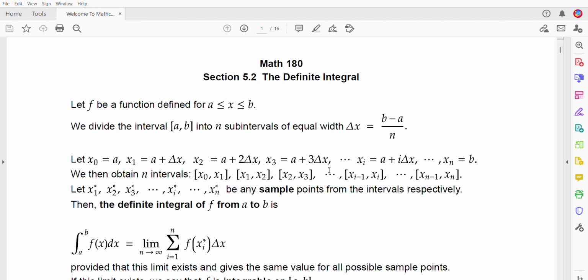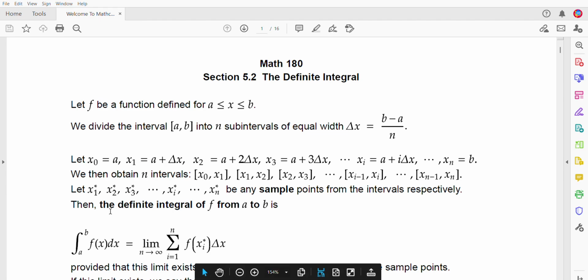Let x1 star, x2 star, x3 star, xi star, xn star be any sample points from the intervals respectively. That is, x1 star comes from the first interval, x2 star comes from the second interval, and so on. Sample point means any point from the chosen intervals.